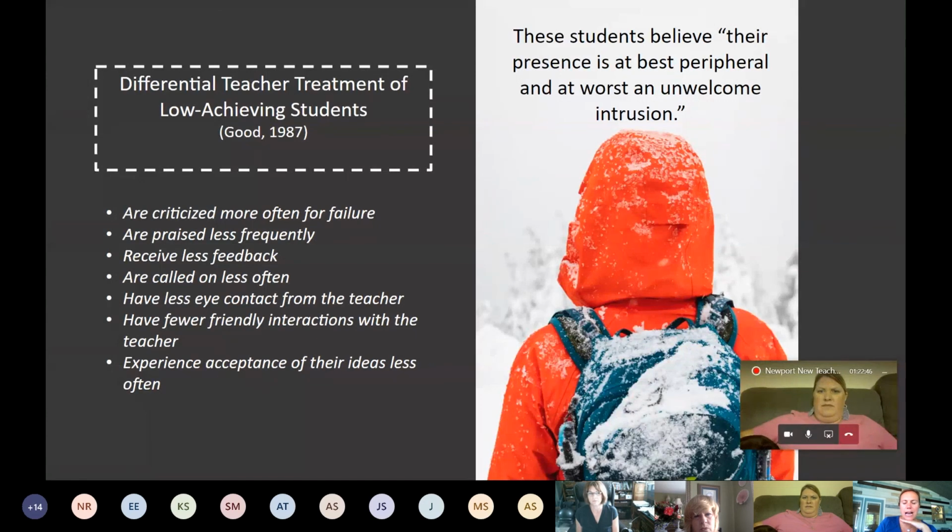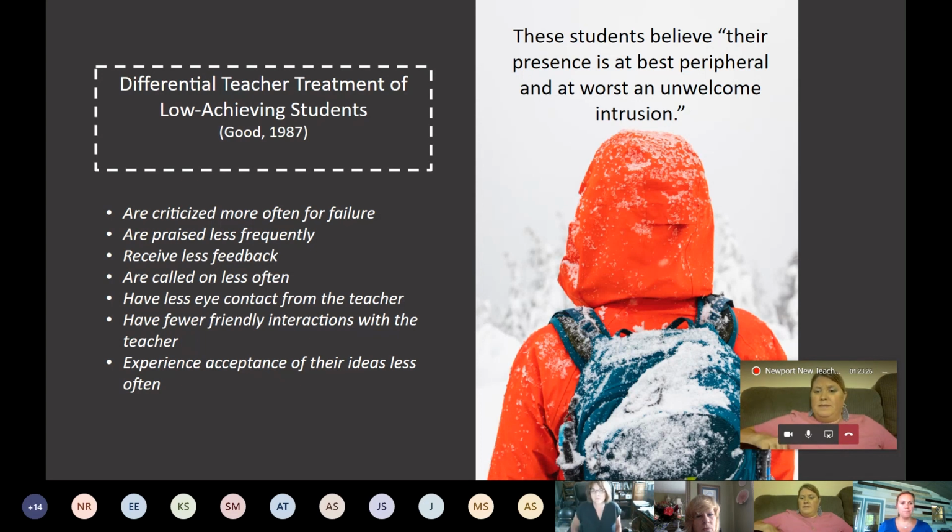This is an older study, but I have no doubt that a lot of it still rings very true. We want a kid to feel liked. We want to praise them and have that positive relationship, because the last thing we want is for them to feel like they're not welcome in our classroom, right? And when we treat kids differently, they become low achieving. So just think about that for a second. And a lot of teachers, you would never ever intend for this to happen, but we have to be aware of our interactions with kids at all times.